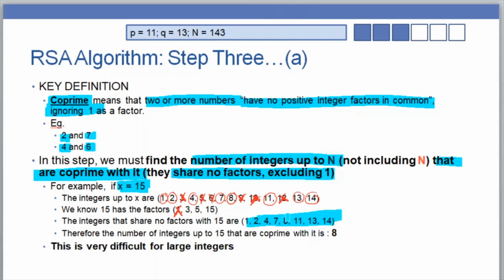This therefore means that the number of integers up to 15 that are coprime with it is 1, 2, 3, 4, 5, 6, 7, and 8. Keep in mind that doing this is a very long process for large integers, so it becomes very difficult when you're reaching integers such as 143 to list out all the numbers up to it.